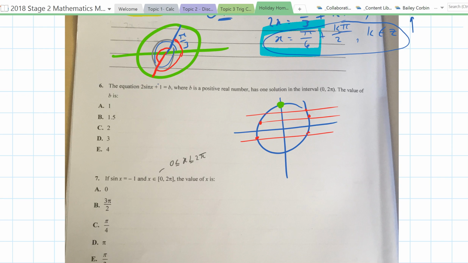So let's solve for this. If b is 1, we take 1 from both sides and we get 2 sine x equals, find the value of b. We don't have to solve it, find the value of b. Read the question, it's just there.